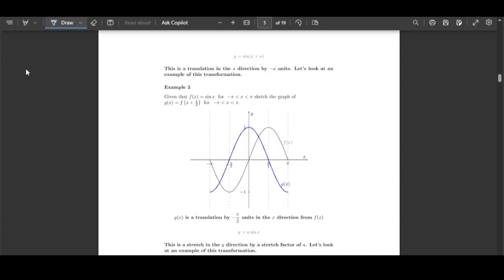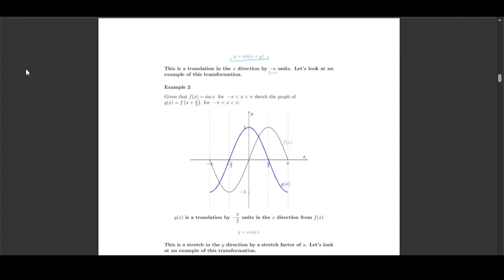Now let's look at y equals sine of (x plus a), but this time the a is inside the bracket. So if a transformation is inside the bracket, there's a transformation in the x direction or in the x-axis. And in this case, it's x plus a, so it means it's a translation. And for a translation in the x direction, we'll take the opposite. Since it's plus a, it means we're moving by negative a units. Let's look at an example.